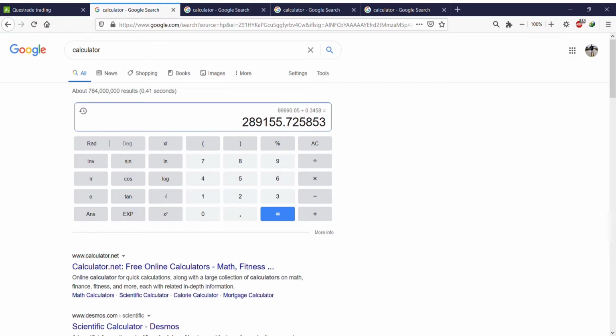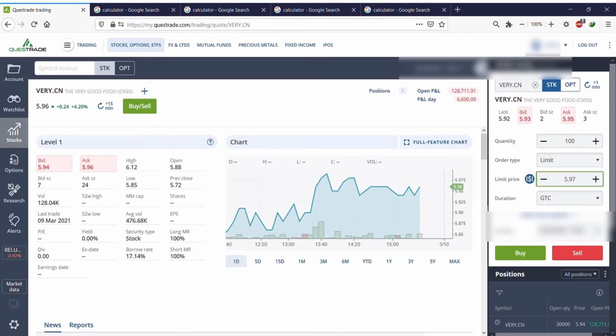And remember to always forget about whatever comes after the dot. 289,155. But as I said, we're just going to take those 55 and turn them into zeros. So that's how you can place your order.